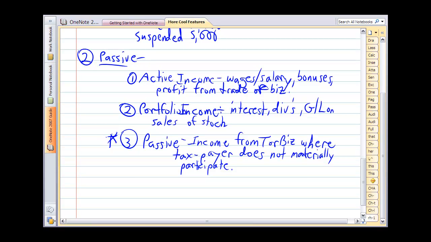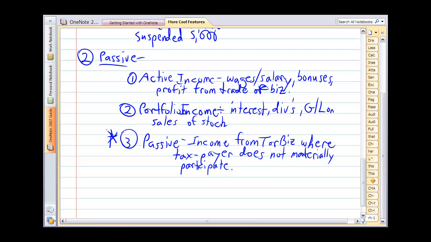Well, the IRS doesn't want you doing that. They want to make sure that you're there from day to day, making sure that income's being made, because they think it's more likely to happen.